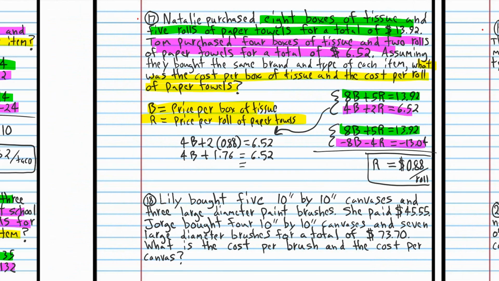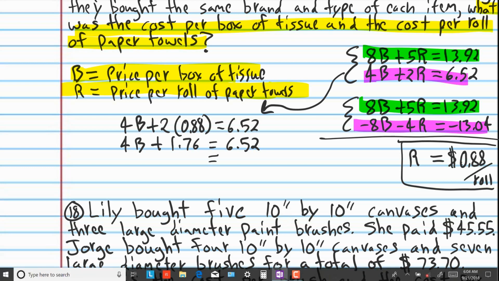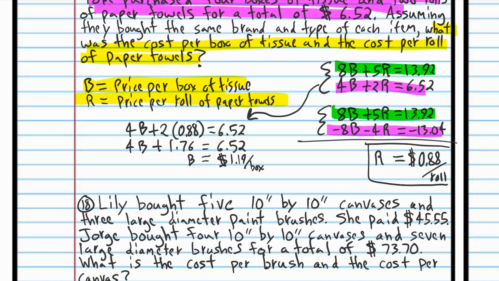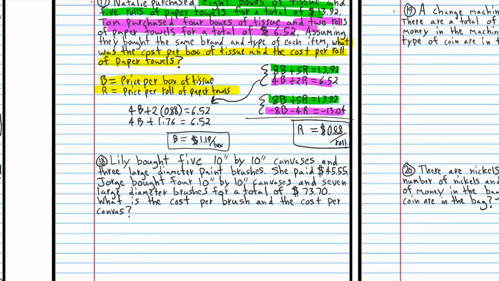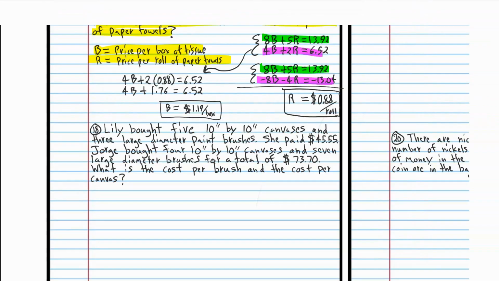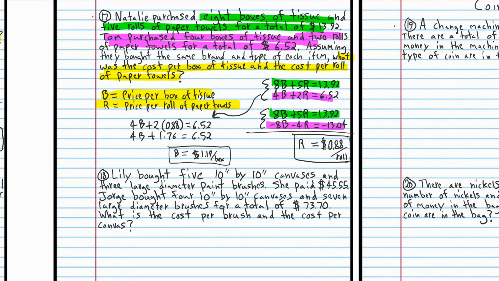So $1.19 per box of tissue. That's B. So I can move that down a little bit. All right. So now you try number 18. I'm going to leave that in the window. And when you come back, we'll do it together.